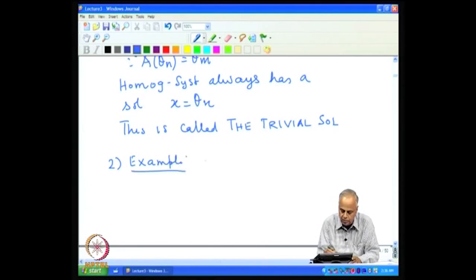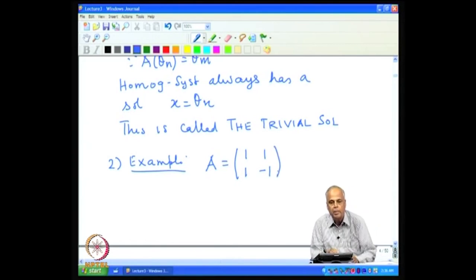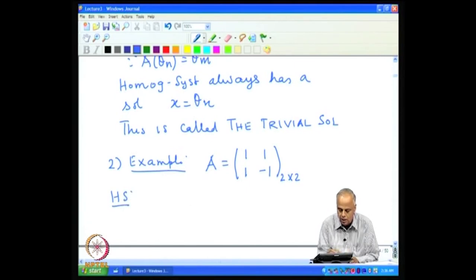Consider the matrix A = [1 1; 1 -1]. So, here we have an m by n system, m is 2, n is 2. So, it is a square system, and what is the homogeneous system corresponding to this? The first equation is x1 + x2 = 0, and the second equation is x1 - x2 = 0.